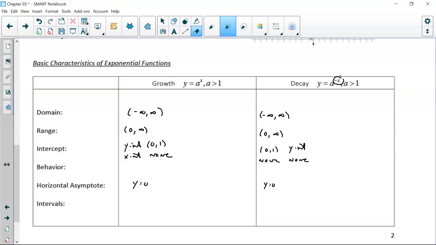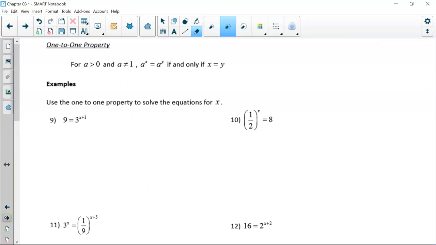Let's go to the next page. We'll be doing more of these graphs as we go through. What we're going to do is we're going to talk about solving some exponential functions to finish up. So we have what's called the one-to-one property.